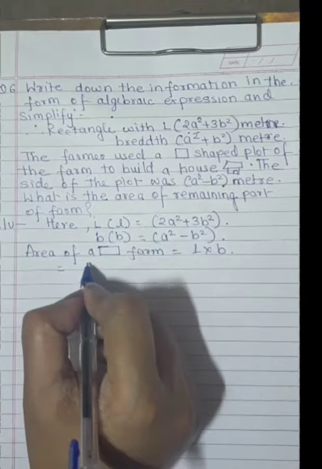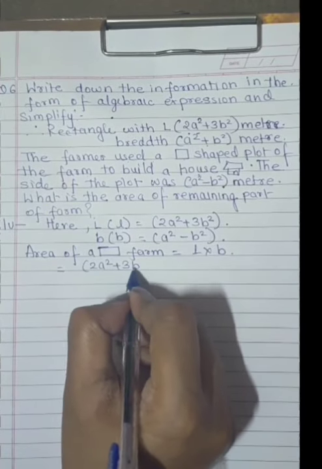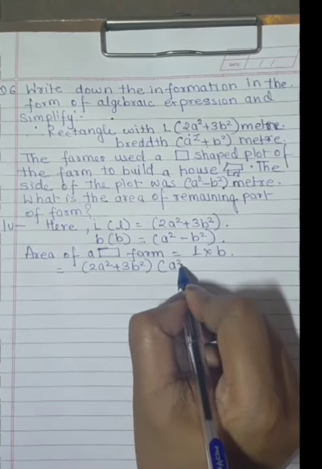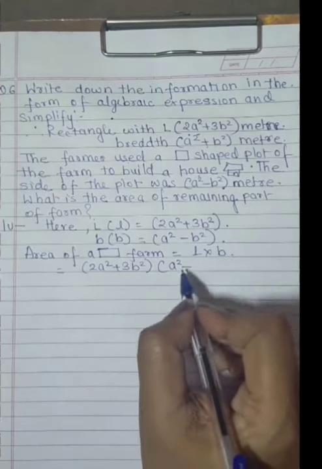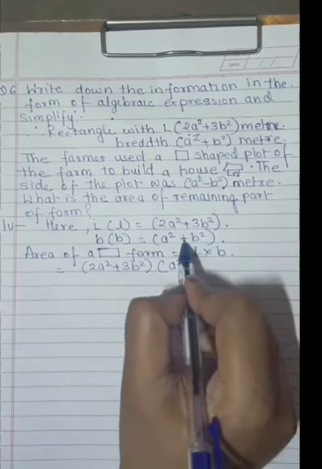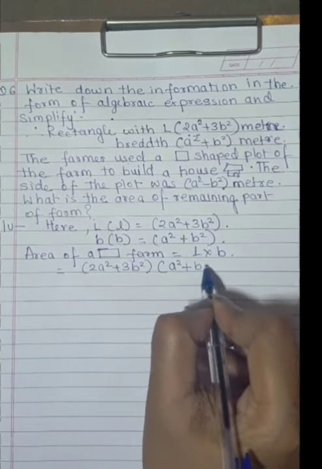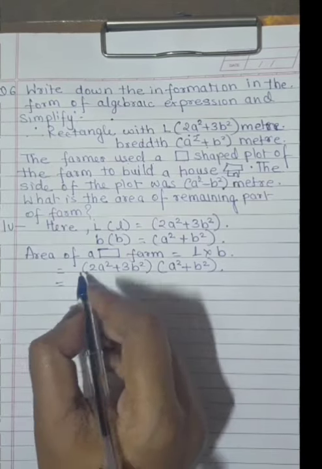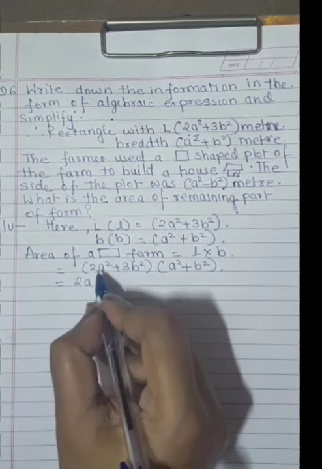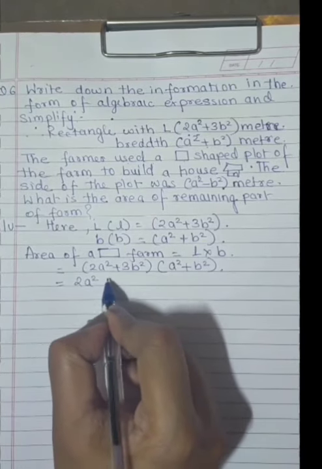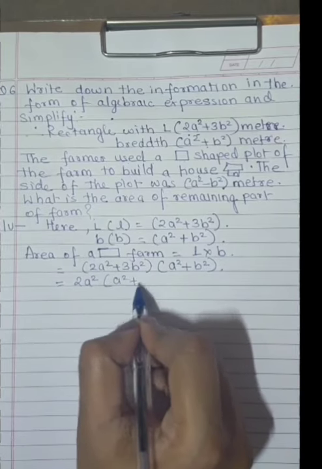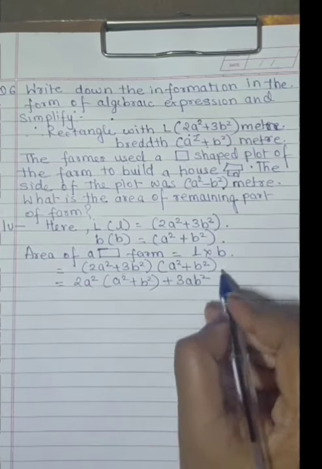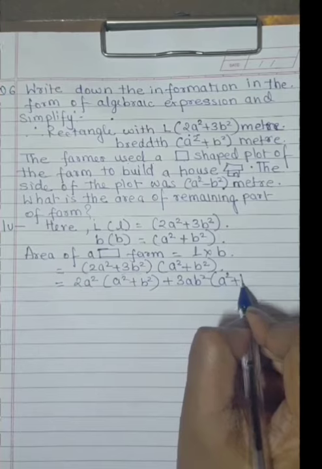What is given? The length is given as 2a square plus 3b square. Again the second, the breadth, is given as a square plus b square. Okay, here plus is there, plus b square. This is our breadth. Now we'll multiply both. So I am doing that. 2a square inside the bracket, a square plus b square. Again this remaining term will come here, plus 3b square. Again the same bracket will repeat here, a square plus b square.